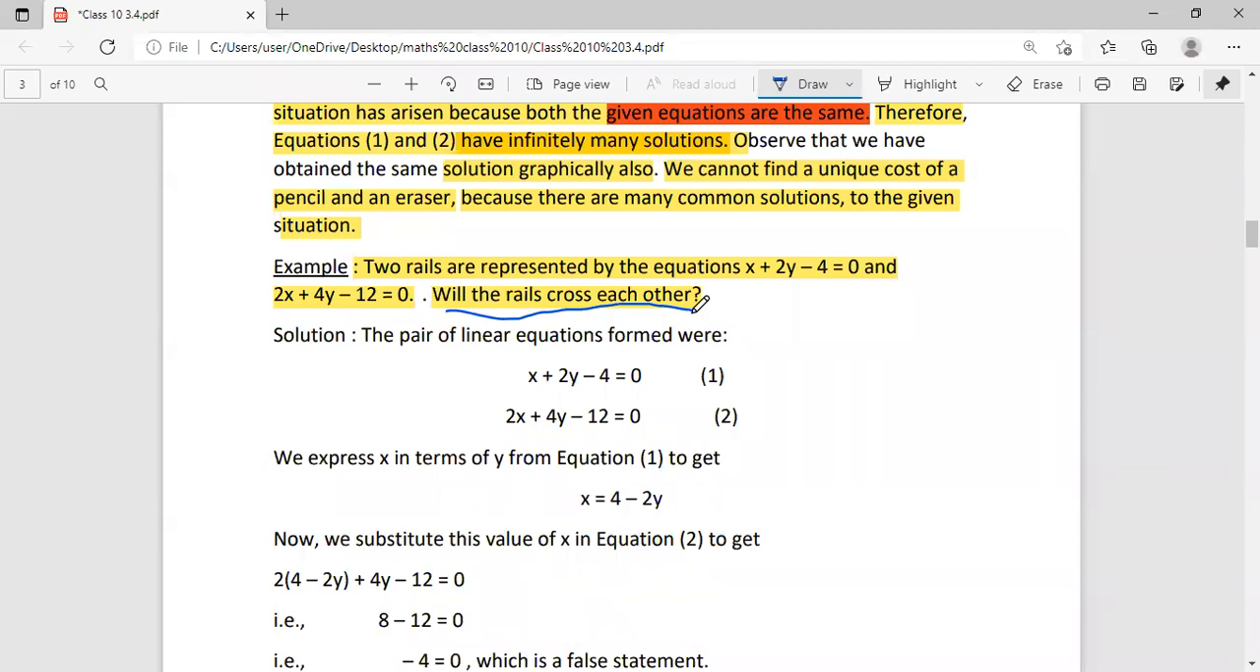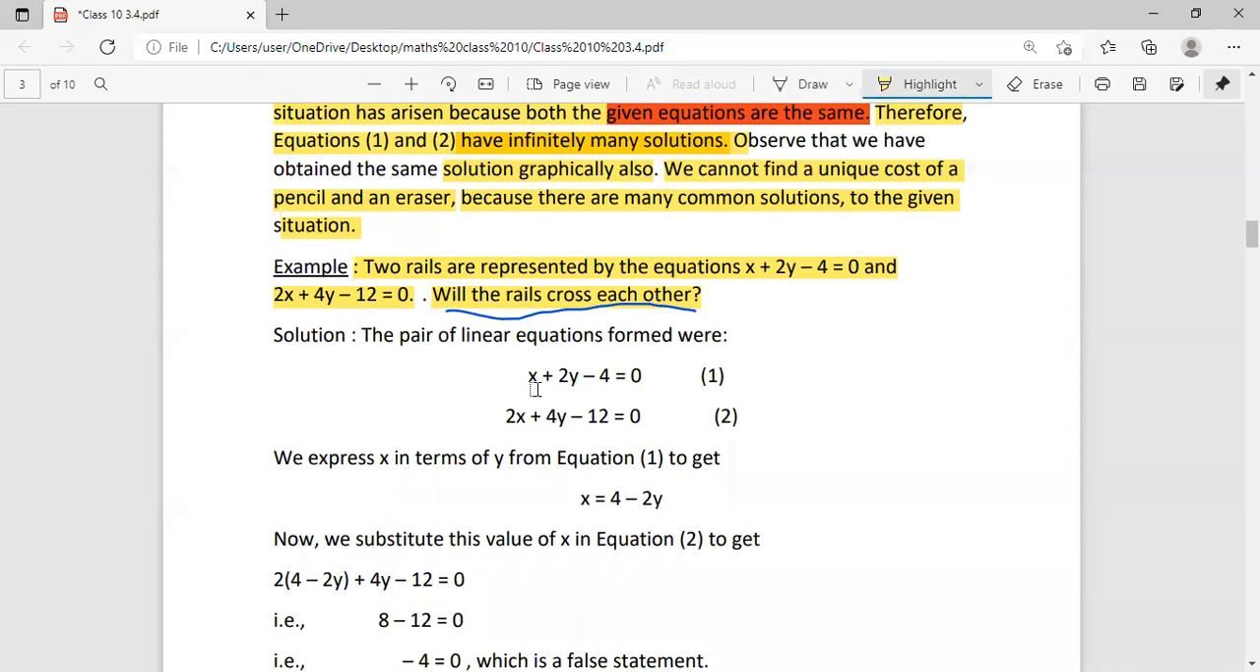Think, all of you think. If these two rails cross each other graphically, then we can say that these equations have a solution. Otherwise, they won't cross each other. Did you understand? Yes, sir.